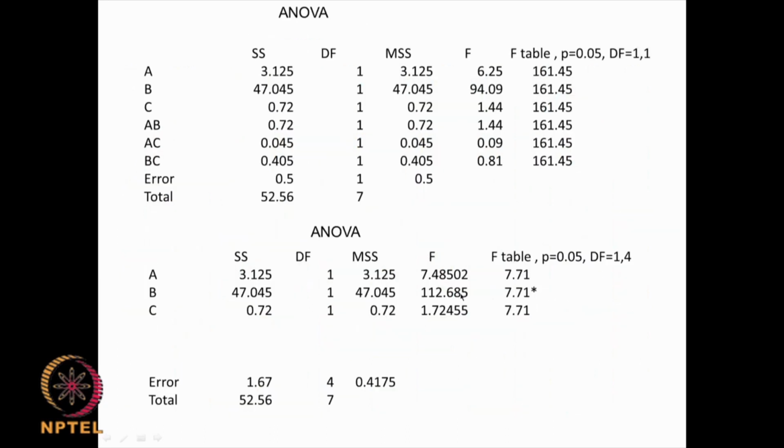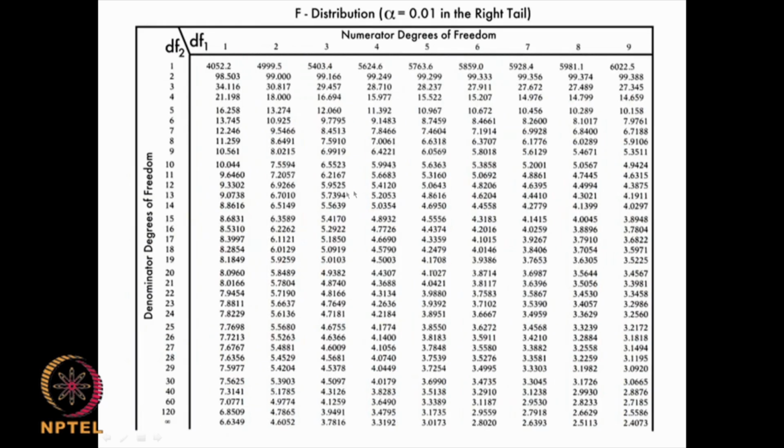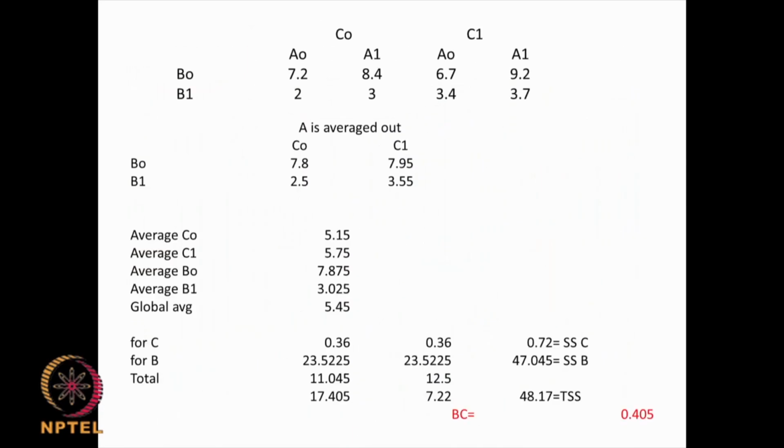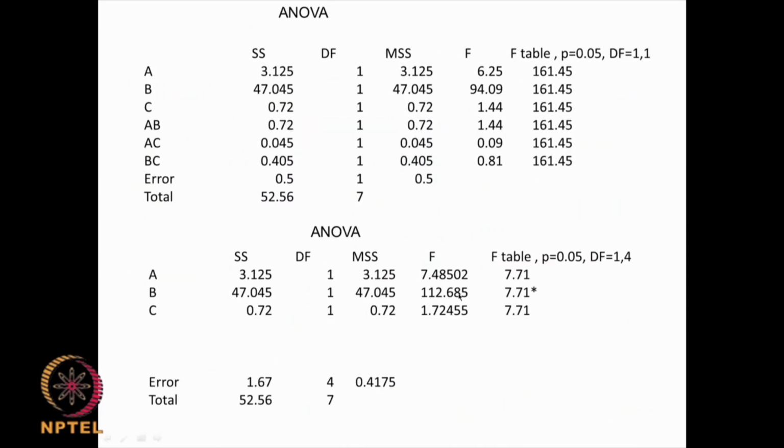Okay. Then we see that main effect B is significant. Okay. Main effect B is significant because it is 112, at 95%, okay, even at 99% it is significant, right. And main effect A is not significant as per this table comparison, but still 7.48 is closer to 7.71. So, you better watch out, do a few more experiments to confirm whether to accept the null hypothesis or reject the null hypothesis.